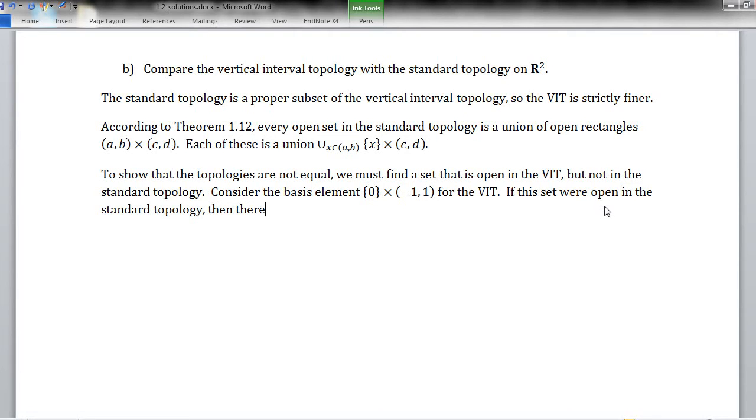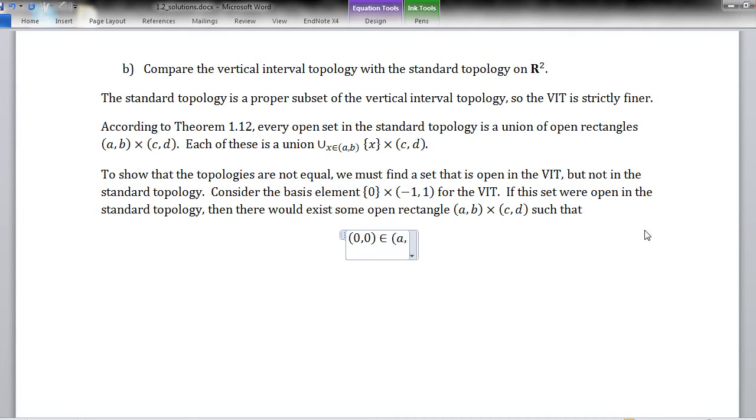All right, well, if this set were open in the standard topology, then there would exist some open rectangle, because we know that those do form a basis for the standard topology, A to B times C to D, such that the point (0, 0) in our original vertical interval is contained in A to B times C to D, and this in turn is a subset of 0 times -1 to 1. But that's impossible, right?